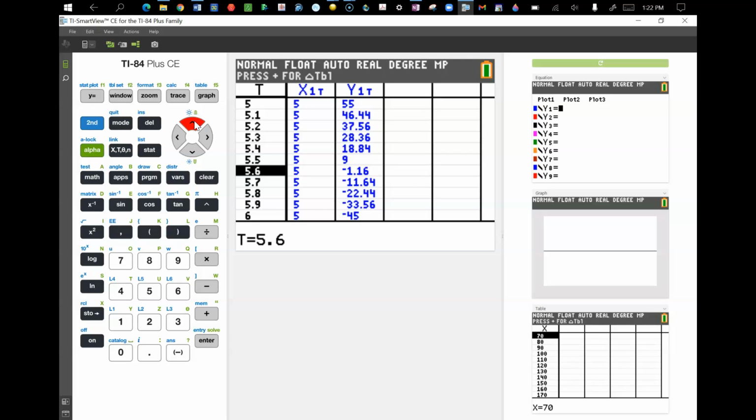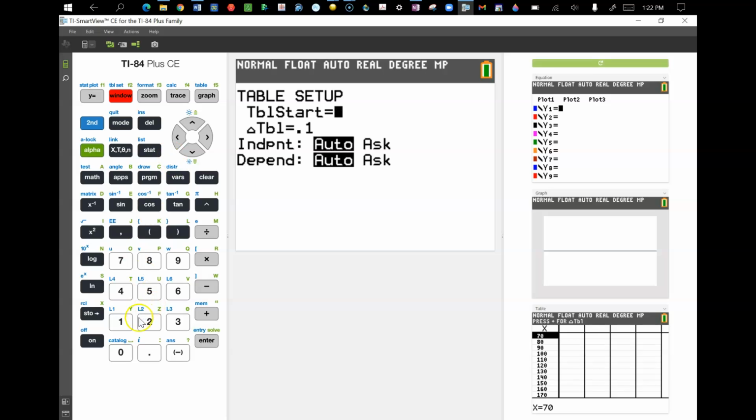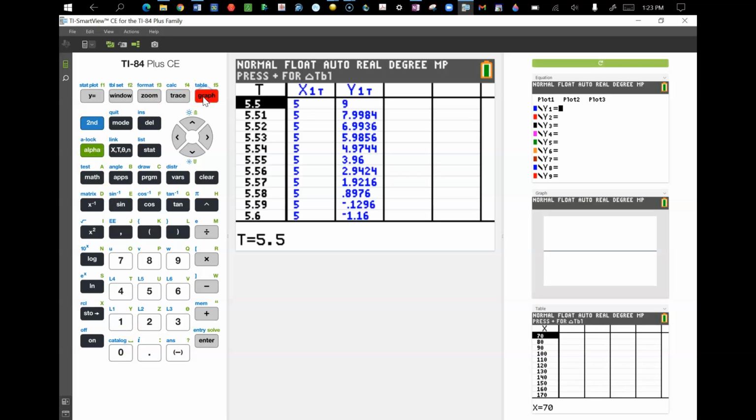If you need to be more accurate, you can start at 5.5 seconds and go up by a smaller increment yet. So 5.5 and go up by 0.01, and we can really get an accurate idea of exactly when this thing struck the ground. So this thing struck the ground at approximately 5.59 seconds because its y-coordinate went from positive to negative at that time.